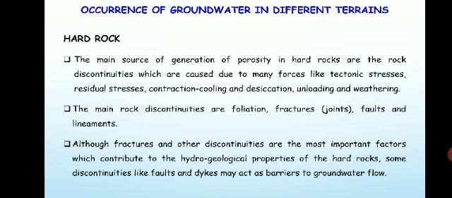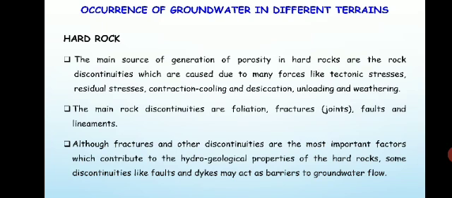Then residual stresses, contraction and cooling, even desiccation, unloading and weathering. Unloading is the removal of the top layer because of weathering, which results in the bottom layer splitting. That is called unloading and weathering. All these processes produce the secondary openings in the hard rocks.